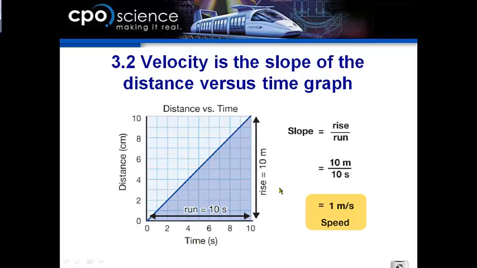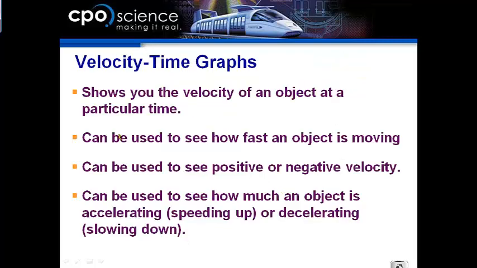It's rise over run. So now we're going to talk about velocity time graphs. A velocity time graph shows you the velocity, not the position, but the velocity of an object at a particular time. It shows you how fast the object is moving at a particular time. You can have positive or negative velocity. You have positive velocity if the object is moving away from the origin. You have negative velocity if the object is moving back towards the origin, where it started from. And if you look at the slope of one of these graphs, you can see if an object is accelerating, speeding up, or if it's decelerating, slowing down.